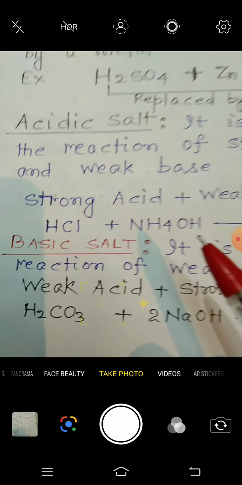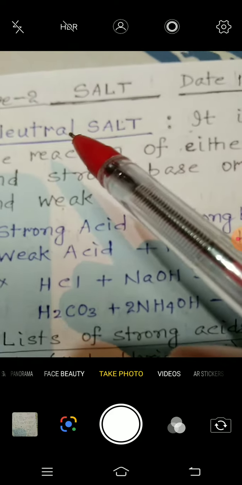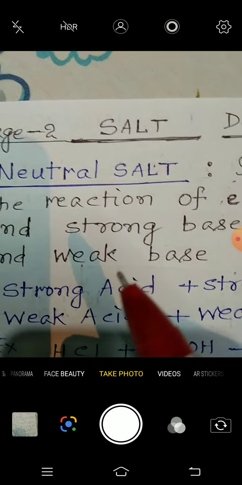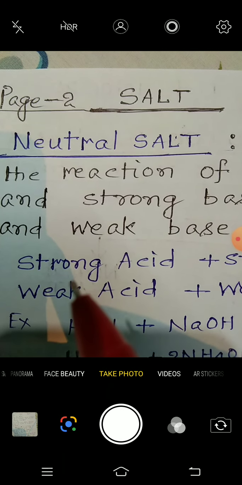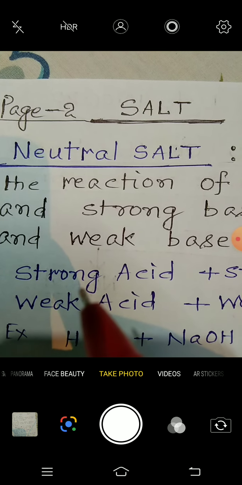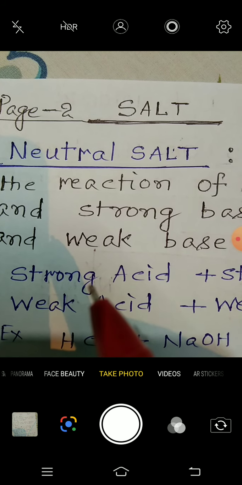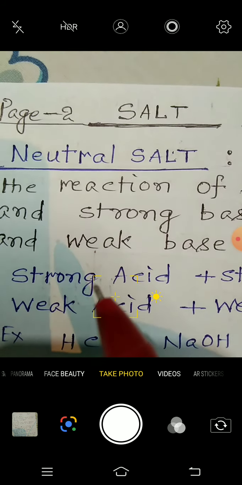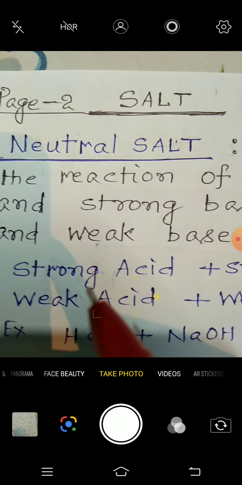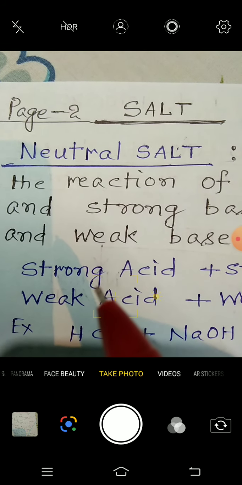So for this, which acid is strong and which acid is weak, which base is strong and which base is weak, for this don't worry, don't be bothered, because there are few acids and bases which are strong acids and strong bases, and the rest of all other acids and bases are weak acids and weak bases. So don't worry, I am going to give you the list of strong acids and strong bases.